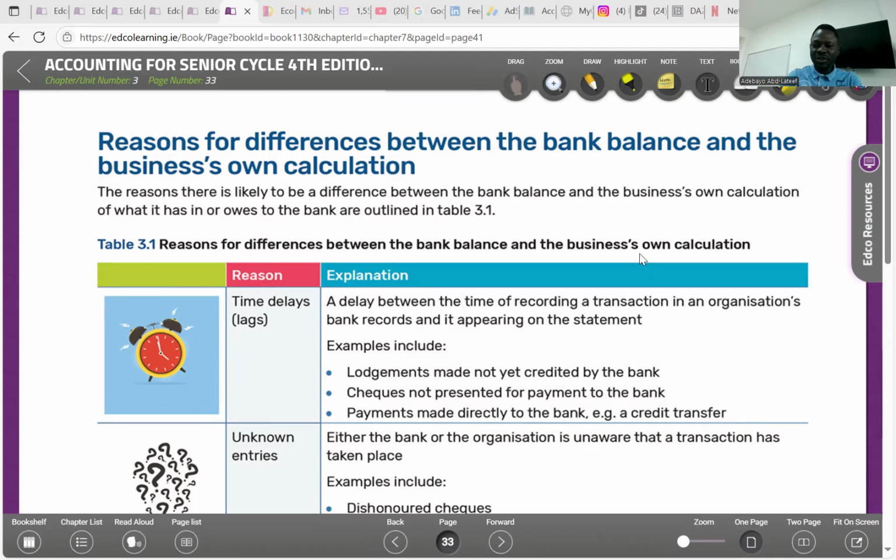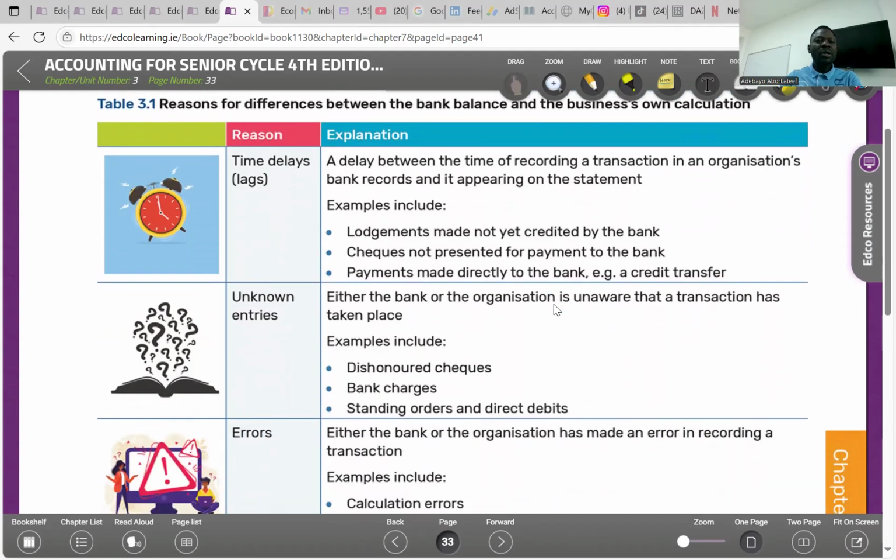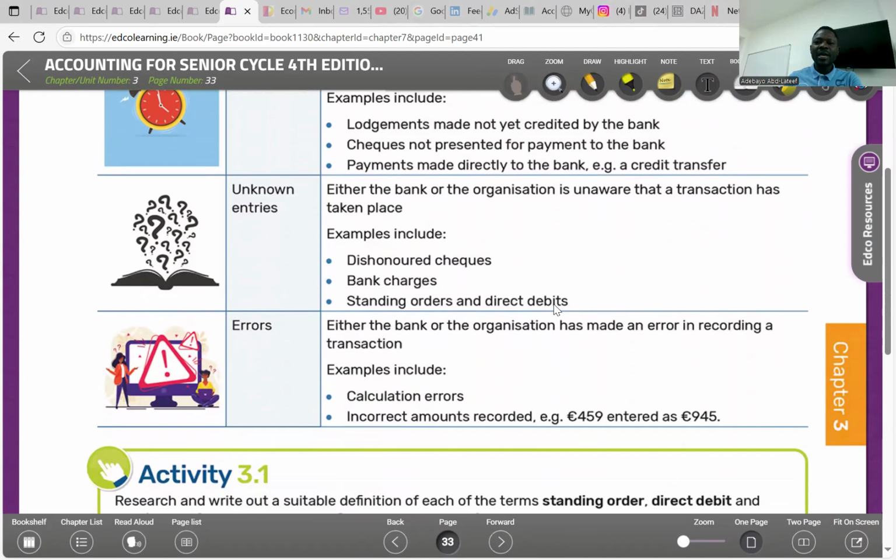Another reason is unknown entries. I want to talk about unknown entries. Either the bank or the organization is unaware that a transaction has taken place. So we are talking about probably a dishonored check, bank charges, standing orders, or direct debits. Either the bank or the account holder does not know that a certain transaction has been done. A standing order might be given to debit you for your Netflix account and different transactions that you do at the end of each month.